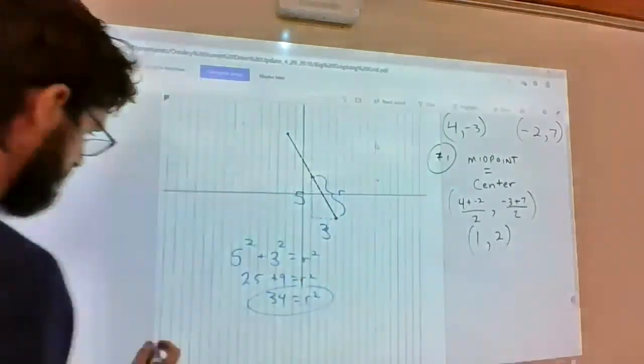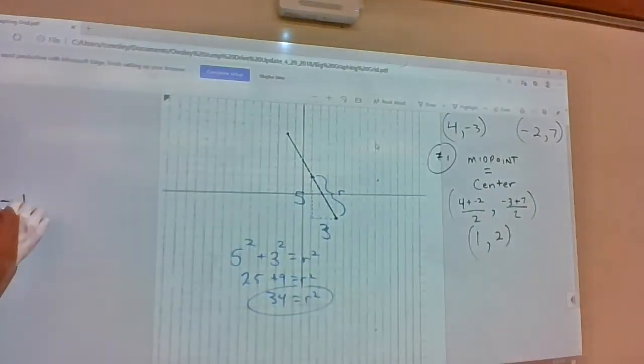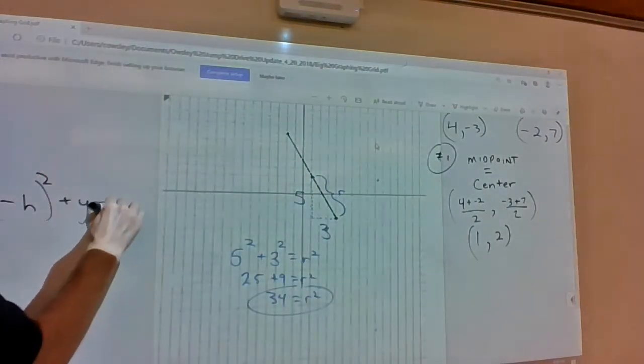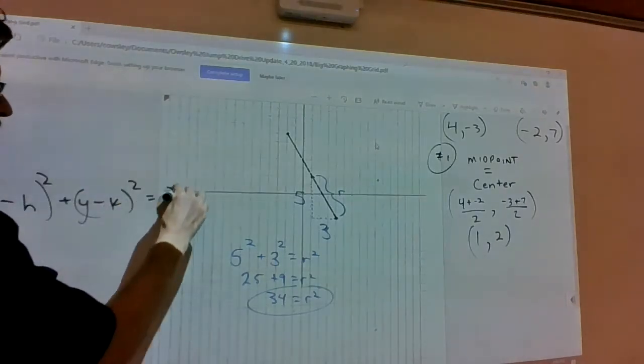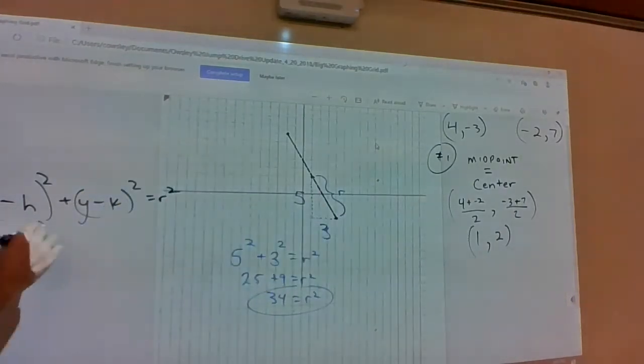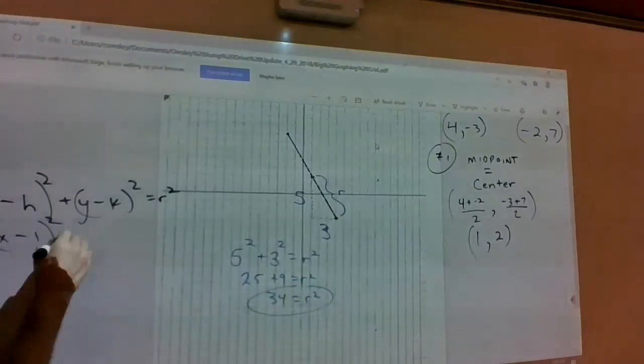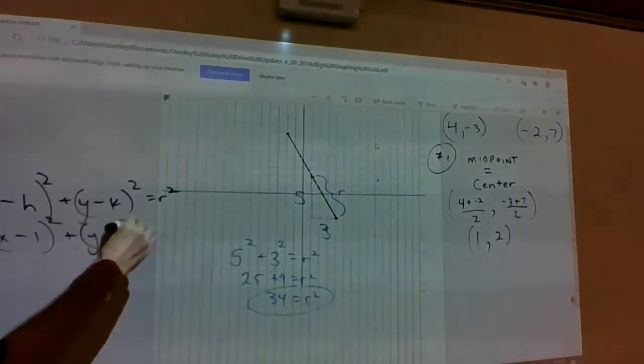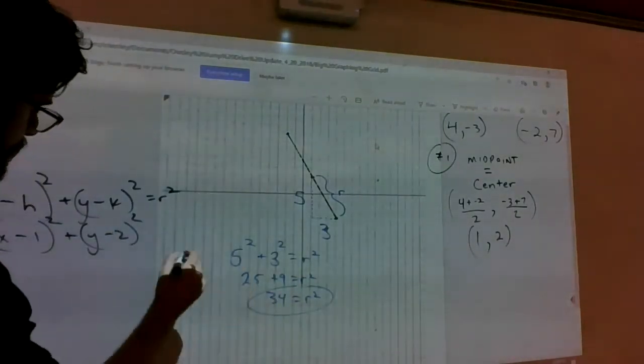So our final answer is x minus h squared plus y minus k squared equals r squared. Our h is 1. Our k is 2. And our r squared is 34.